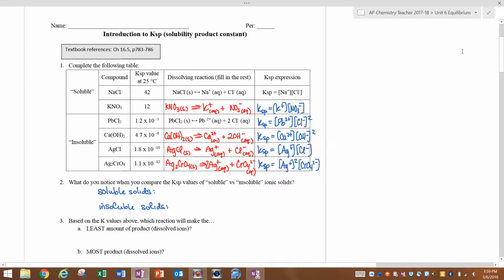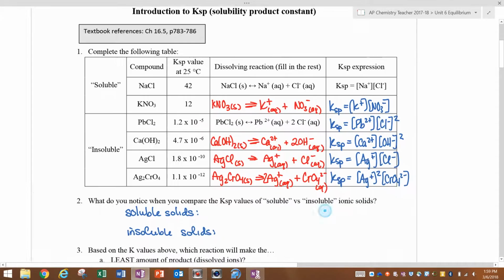Welcome! In this video we're going to talk about KSP, which is the solubility product constant, and do a couple of calculations involving it. So these problems we're seeing are from page 11 in OneNote, and we're starting out here looking at this table at the top.